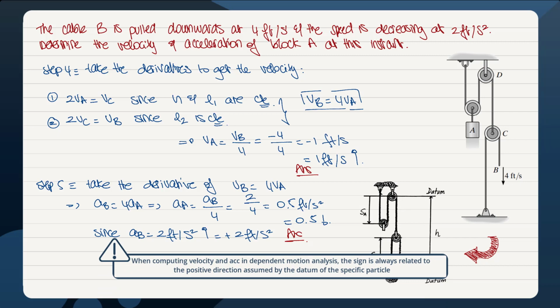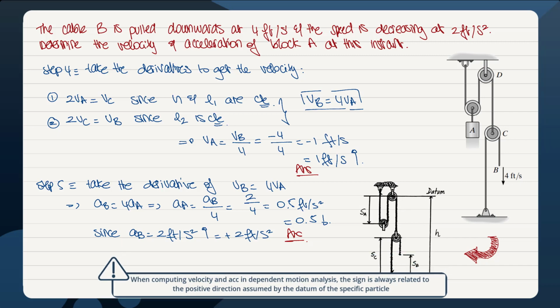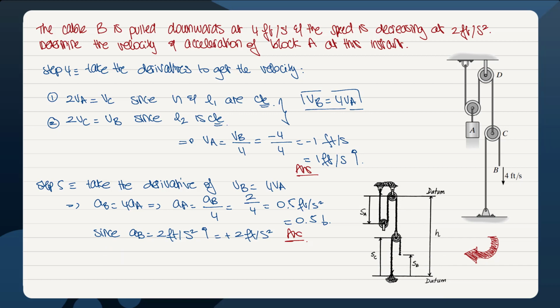It is very important to keep in mind the sign conventions we've adopted by selecting the datum line. So whatever value you come up with for VA or AA, it is always related to the sign convention you've adopted for the datum line. Whatever datum line you've selected for A or for B should always end up with the same final answer, which means that VA is equal to 1 feet per second upwards, while AA is equal to 0.5 feet per second squared downwards.